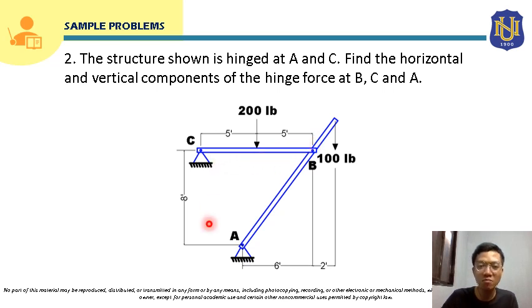Okay, so this frame is supported by a hinge at C and a hinge at A. Okay, so there's also a 100-pound load here. So we are going to solve for the reaction force or force here at B, joint C, and joint A. Okay, so in this problem, there's no given weight for the member. So we will not include the weight of the members here. So let's start our solution for this.